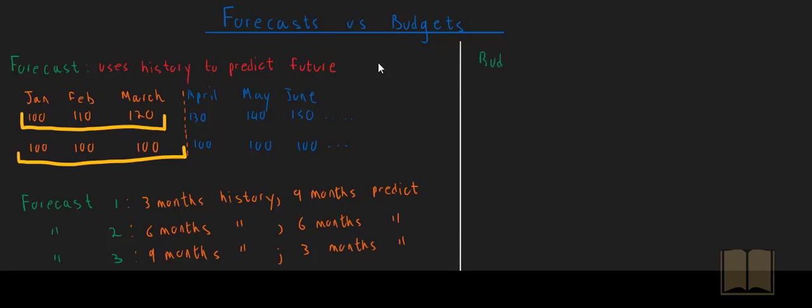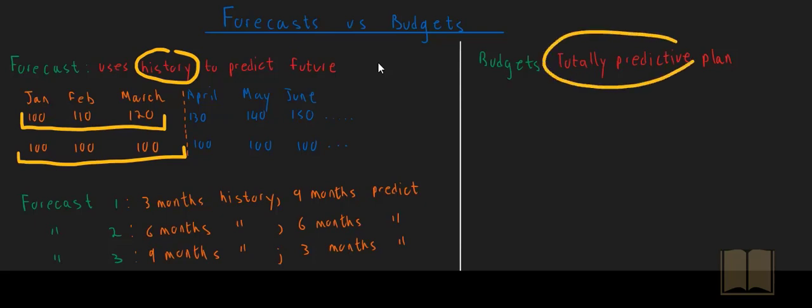Let's now speak about budgets. What is a budget and how is it different from a forecast? A budget is a totally predictive plan of the financial performance of a company. Note the critical difference between forecasts, which depend on history in order to determine the future, and budgets, which are totally predictive.